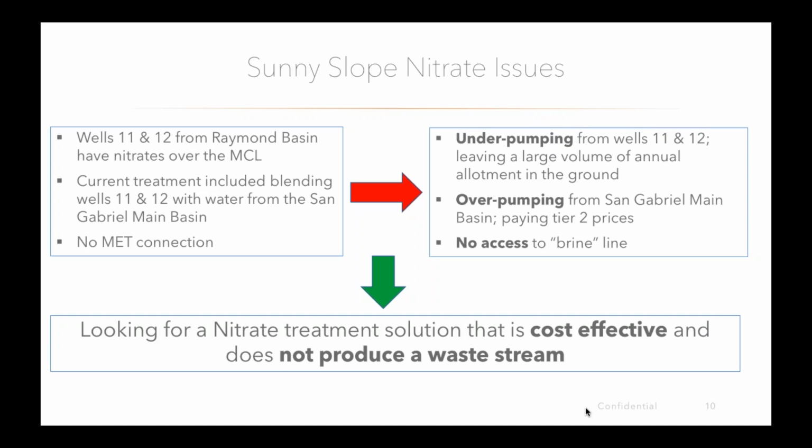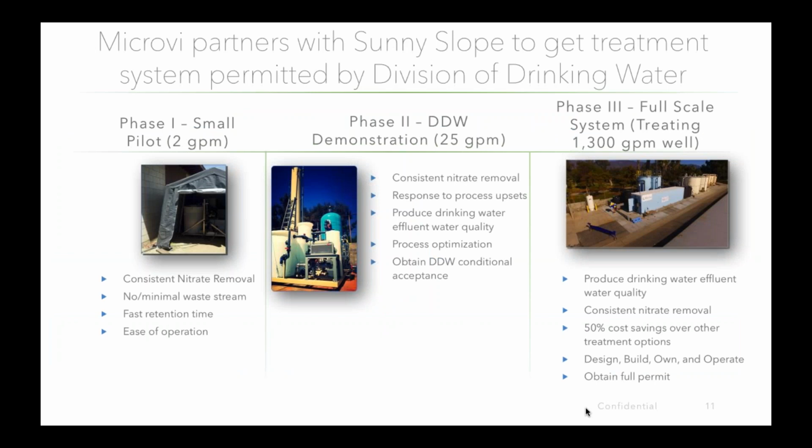And so they were looking for a cost-effective solution that does not produce a waste stream. And so we partnered with Sunny Slope 3 years ago. Initially, we ran a small pilot study that was just a couple gallons per minute. And the purpose of this pilot was to show Sunny Slope Water Company that we can consistently remove nitrate and that we don't produce a waste stream, and the ease of operation. So we had their operators operate it.